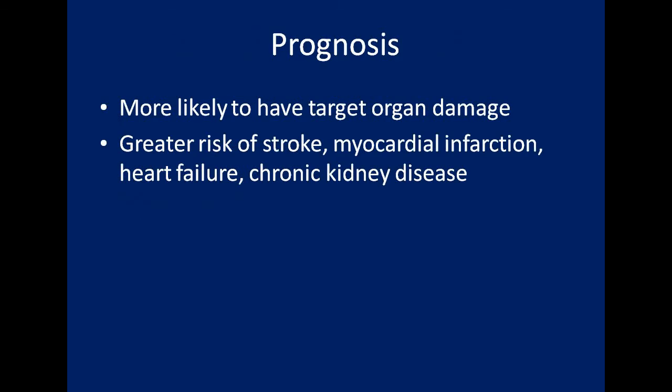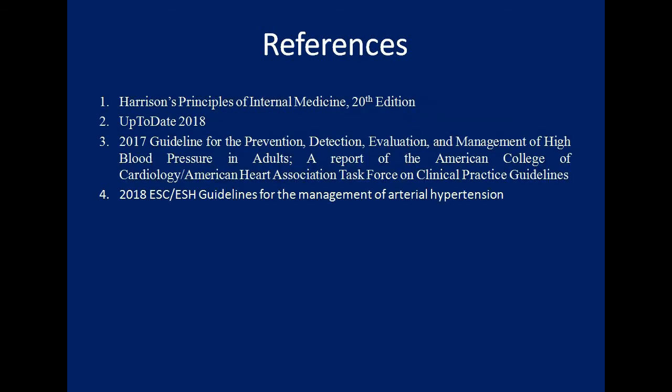Now talking about the prognosis, patients with resistant hypertension are more likely to present with target organ damage, and they are at greater risk of stroke, myocardial infarction, heart failure, and chronic kidney disease. So we need to identify this subgroup of patients, and we have to treat them aggressively to reduce these complications of resistant hypertension. These are the references of today's lecture.